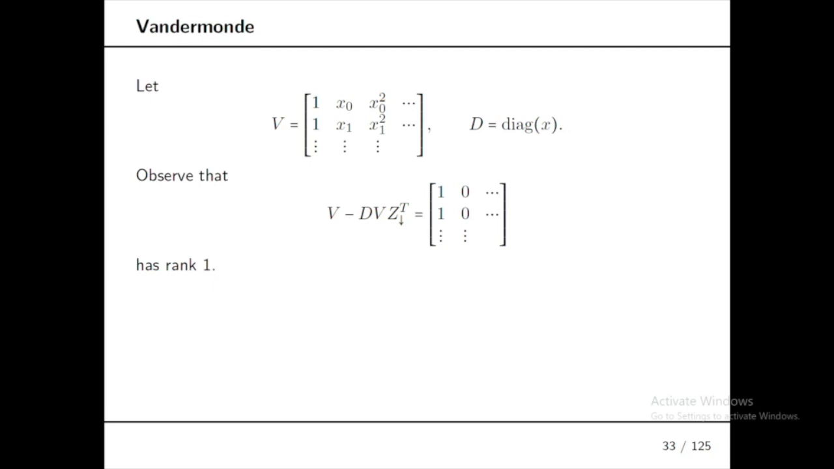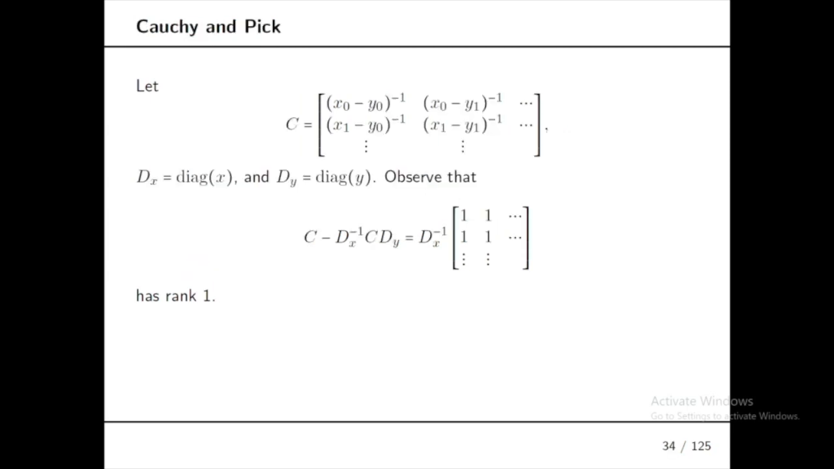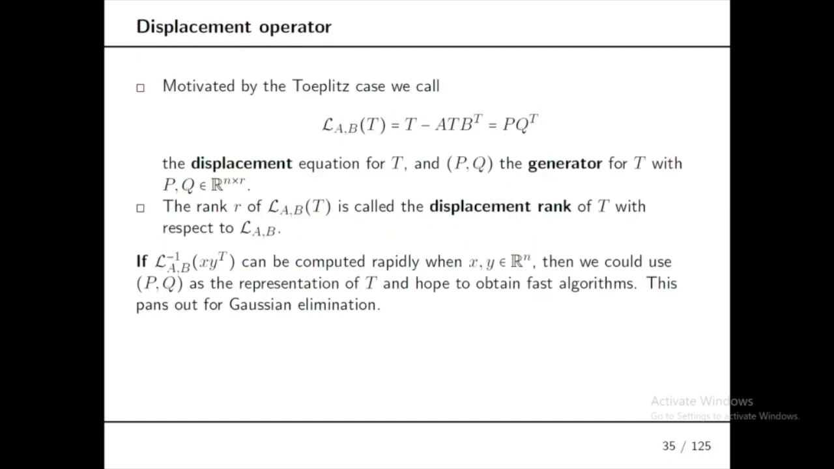So therefore, the right-hand side of this operator will always be a rank 1 matrix if V is a Vandermonde matrix, and I pick this D according to the matrix V. Okay, so we call this the displacement rank of the Vandermonde matrix. Same thing for the Cauchy and the Pick matrices. If I look at the Cauchy matrix, for example, and I multiply by this diagonal matrix and subtract from C, you will always get this rank 1 matrix. Okay, so the Cauchy matrix also has displacement structure rank 1, but with different coefficients.